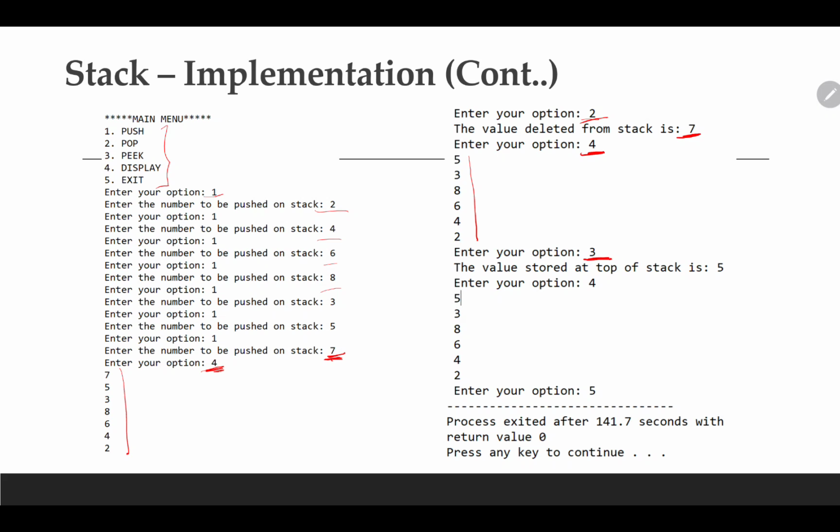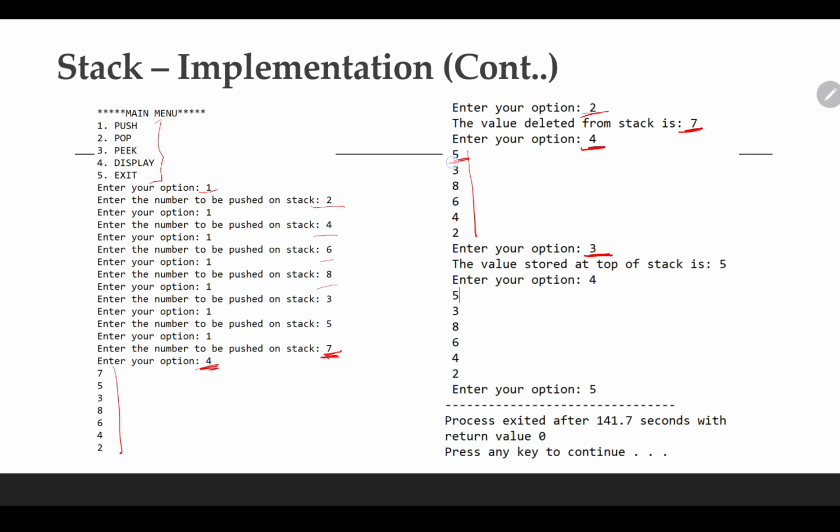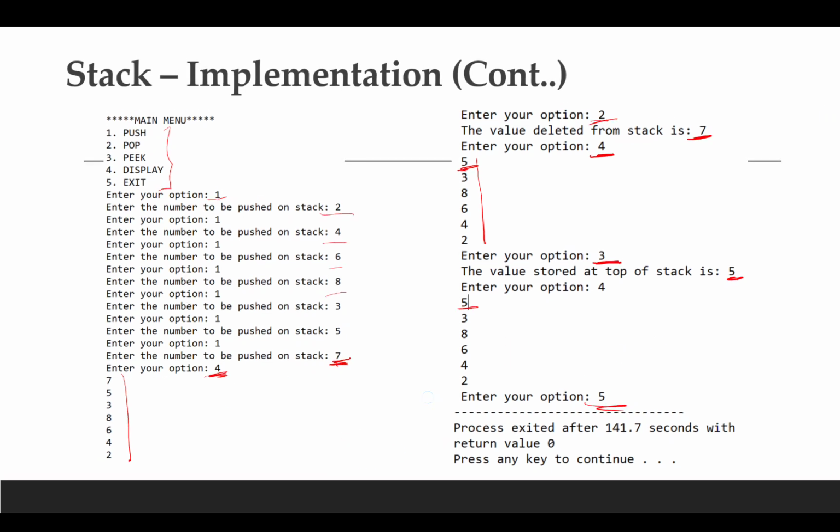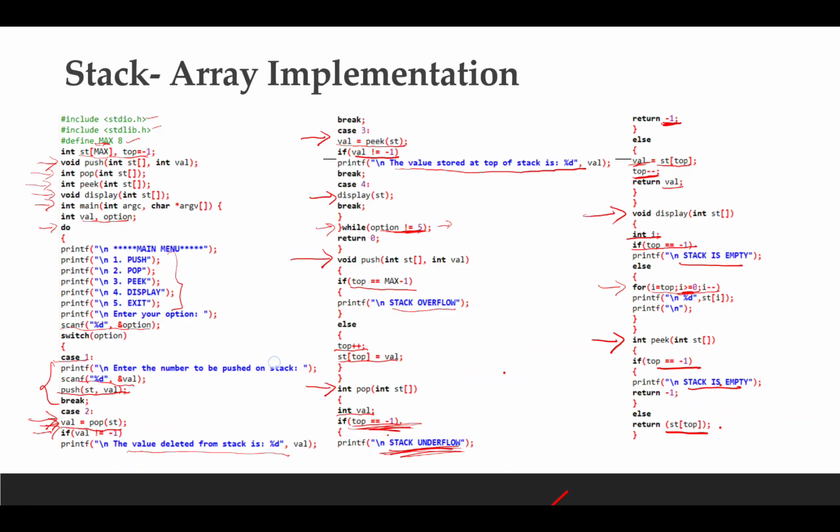Then I am giving the option 3, that is the peek operation. So the value stored at the top of the stack, what is the top of the stack? It is 5. So it is displaying 5 again. For confirmation I am checking here. Then when I give 5, it will exit from the code. So this is about the stack array implementation program.